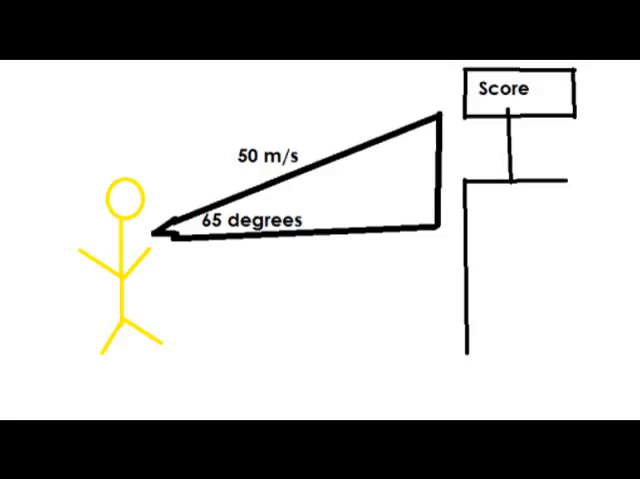We use this to find delta x, which is Vx times time. This is 21.1 times 4.53, which is 95.583 meters away. The baseball player should stand 95.583 meters away from the scoreboard in order to hit it.